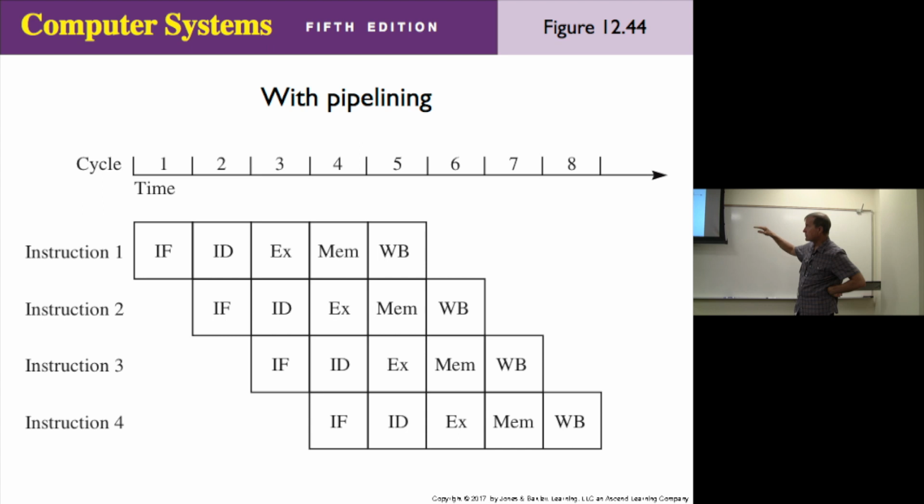This first one is pretty straightforward. Instruction 1 starts at cycle 1. We do the instruction fetch for instruction 1. And in cycle 2, we do the instruction fetch for instruction 2. At the same time, we're doing the instruction decode for instruction 1. Then at time 3, we do the instruction fetch for instruction 3, the instruction decode for instruction 2, and the instruction execution for instruction 1, and so on. And you see that when you first start up the computer, of course, it takes a little time to get the pipeline filled, but once it gets filled, we're doing all these things, WB, MEM, EX, and ID, concurrently, okay?